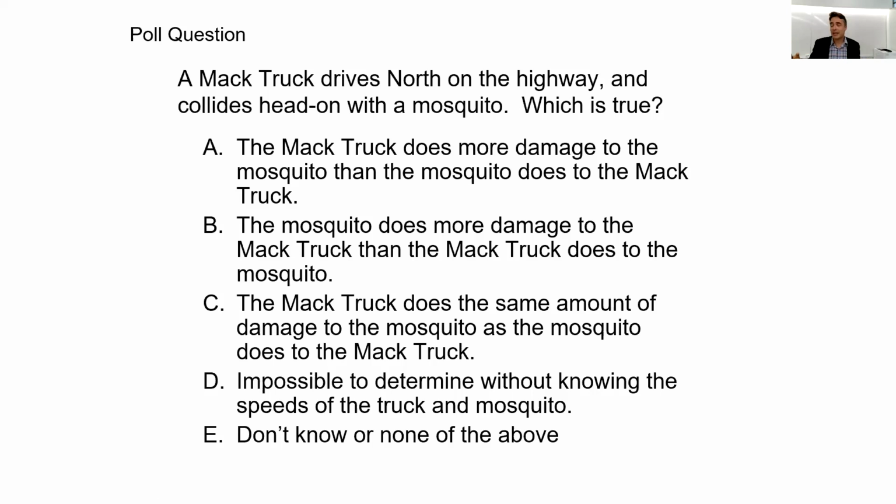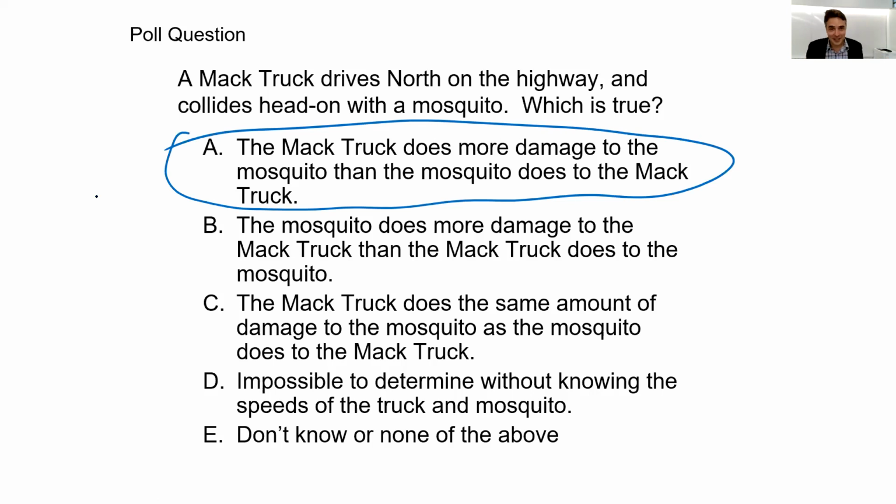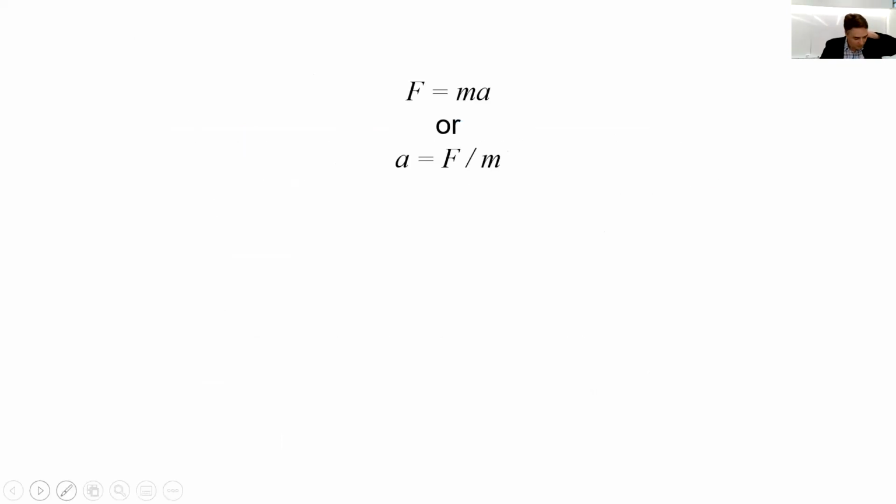Whereas the Mack truck, his coffee could be sitting there and doesn't even rattle around, right? The Mack truck just keeps on driving. So I would say that 100% the mosquito received a lot more damage. So it's the difference between, I guess, force and damage. A equals F over M, F equals MA.